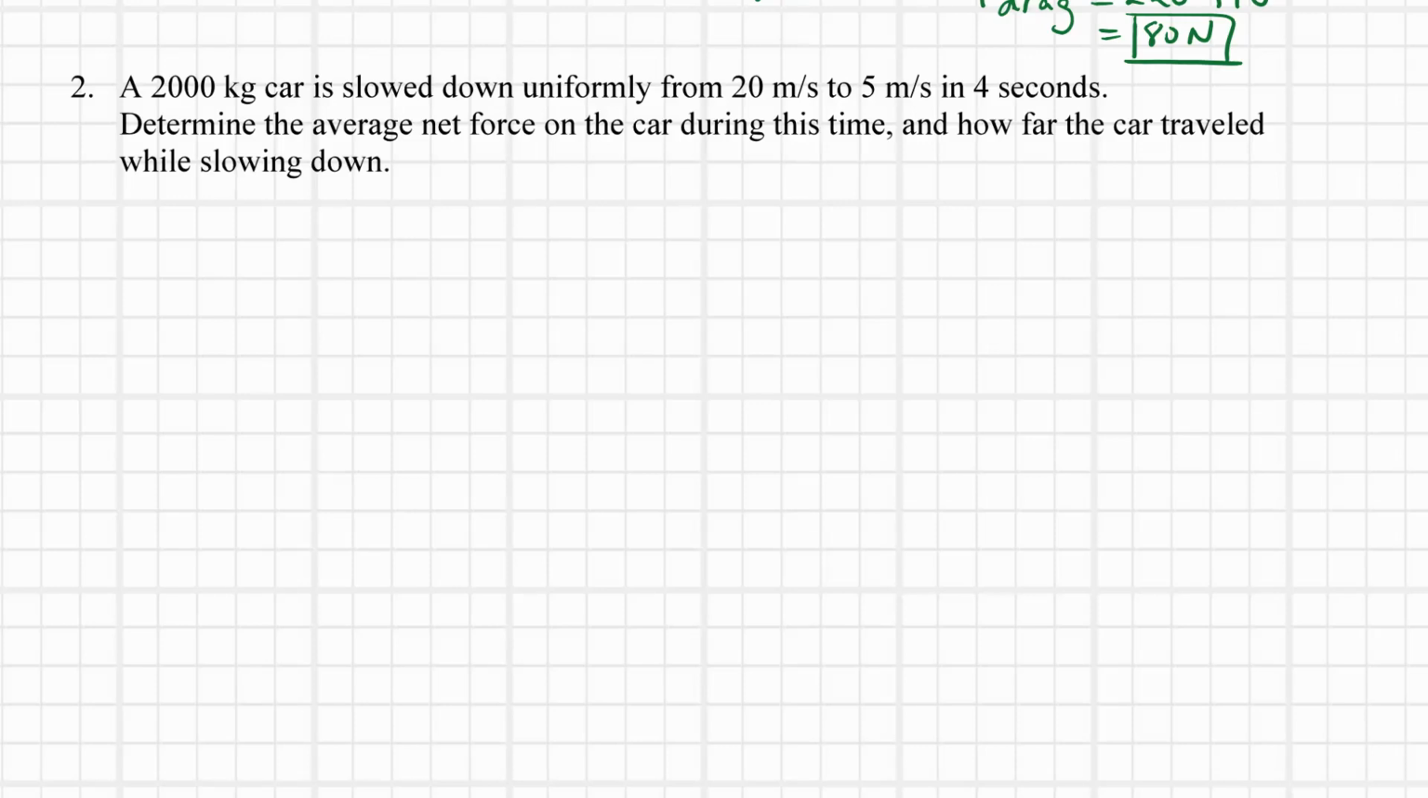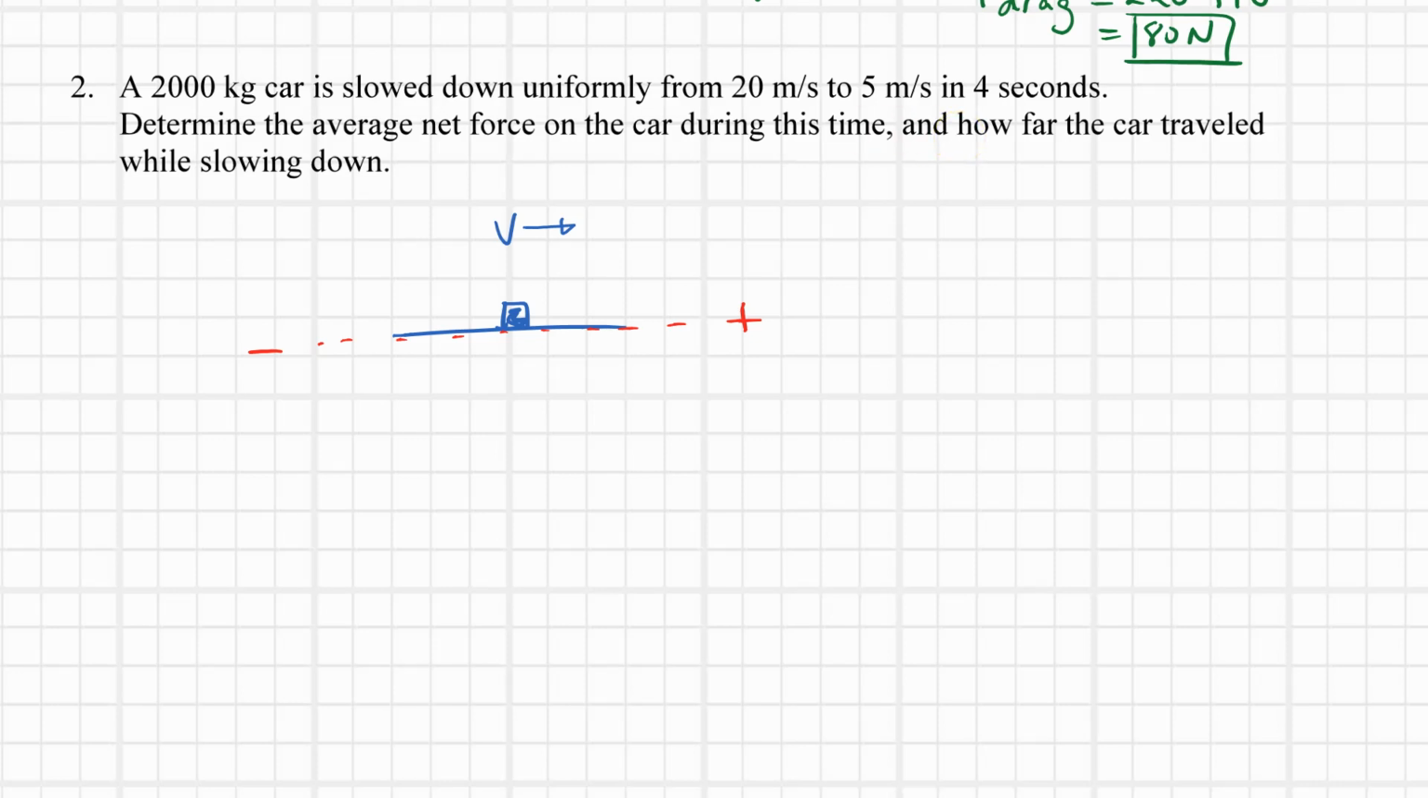In question 2, we have a car that is slowing down. So if I put here's my car and it's moving this way, I'm going to say that the direction it's moving is positive and the other direction is negative. So a couple things to know is that the acceleration is going to be negative and that my net force is going to be negative.